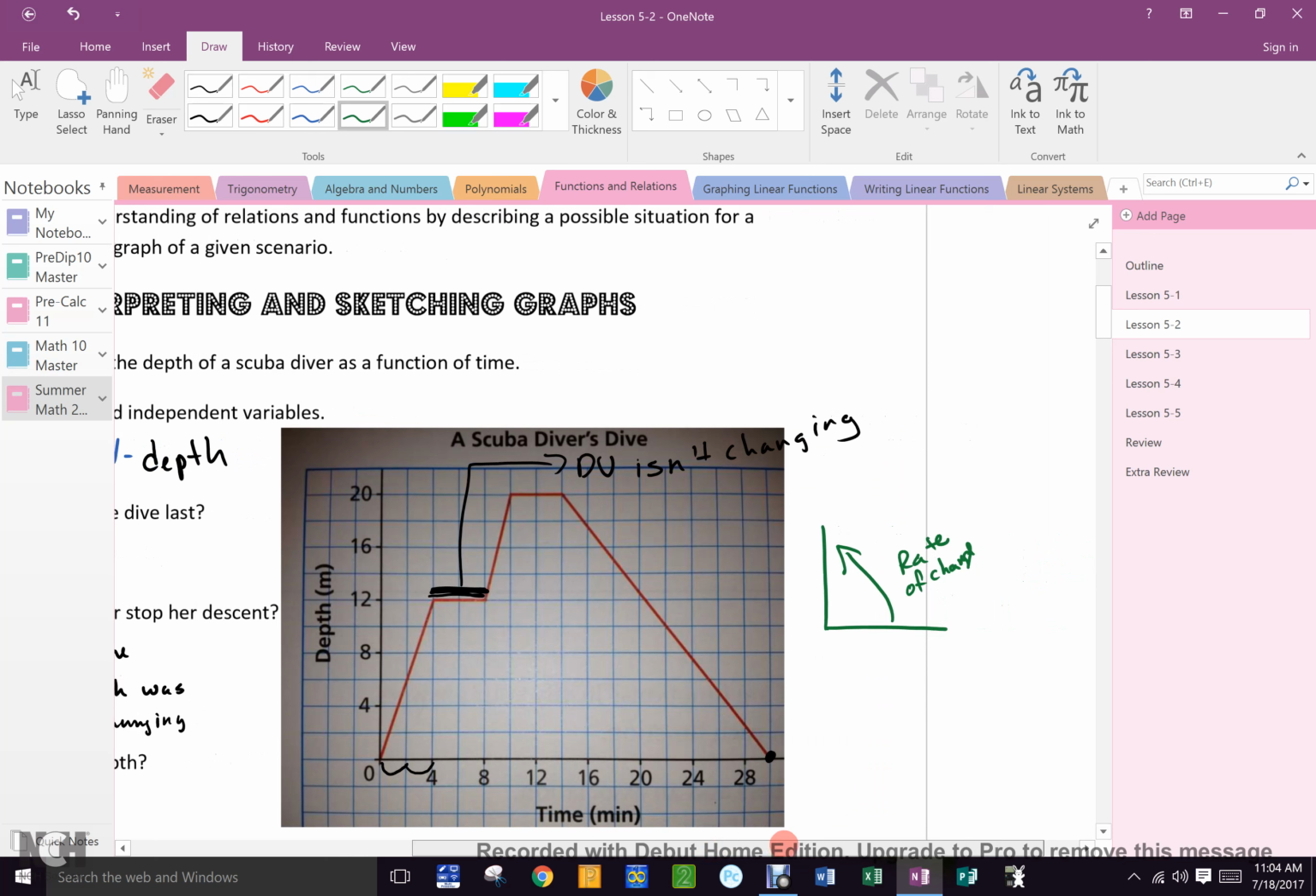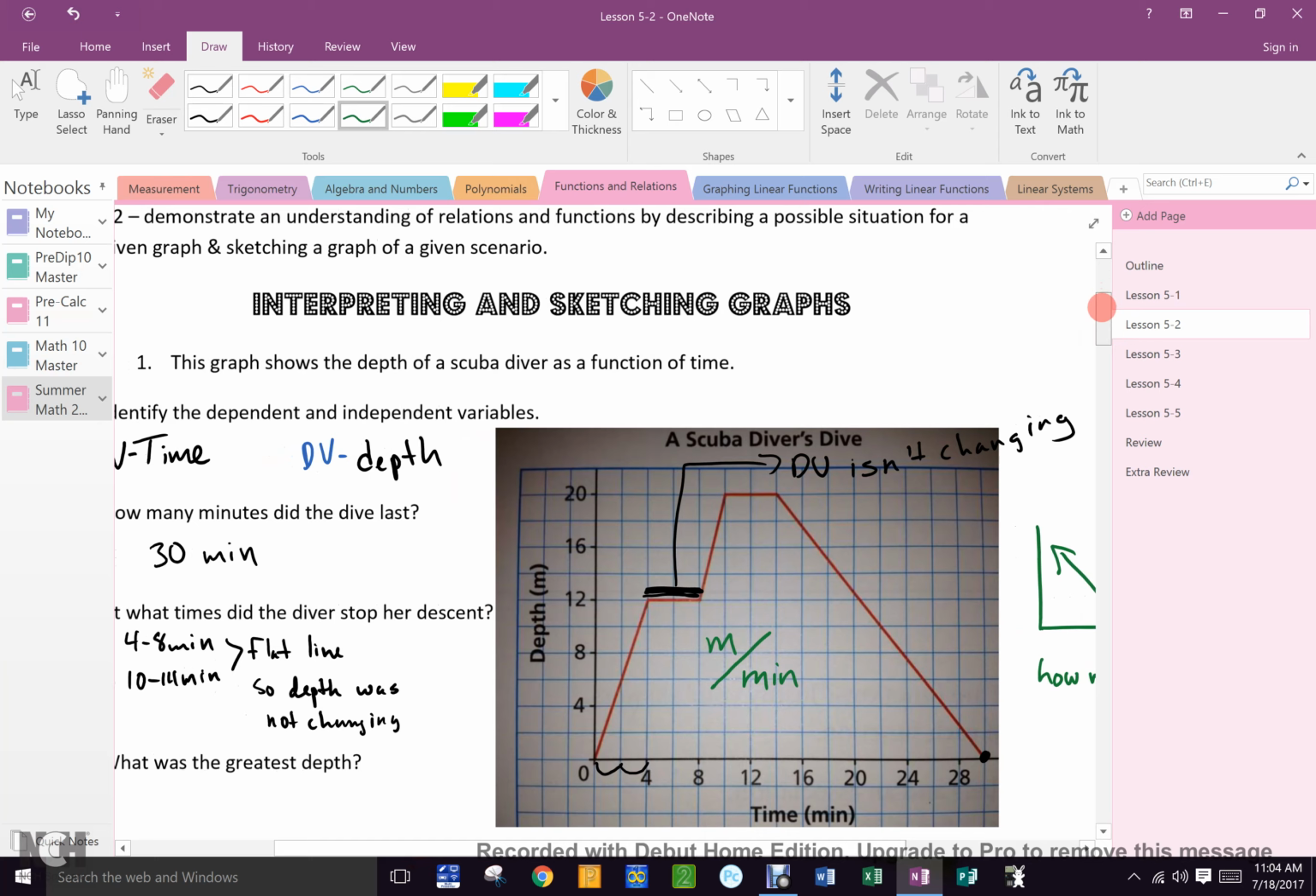What it's really telling you is how much DV change in the same amount of IV change. So on this graph, we're measuring meters and minutes. So the rate of change is how many meters happen in how many minutes. Everybody good? All right.